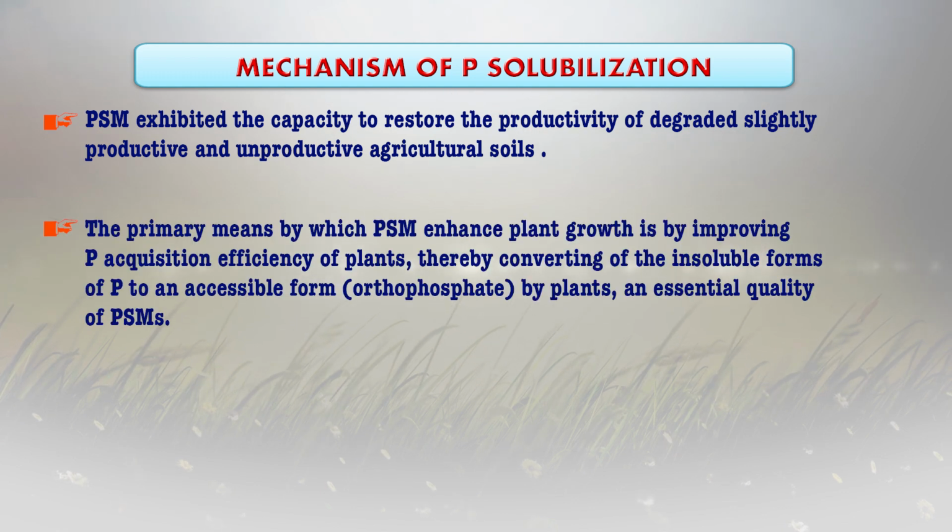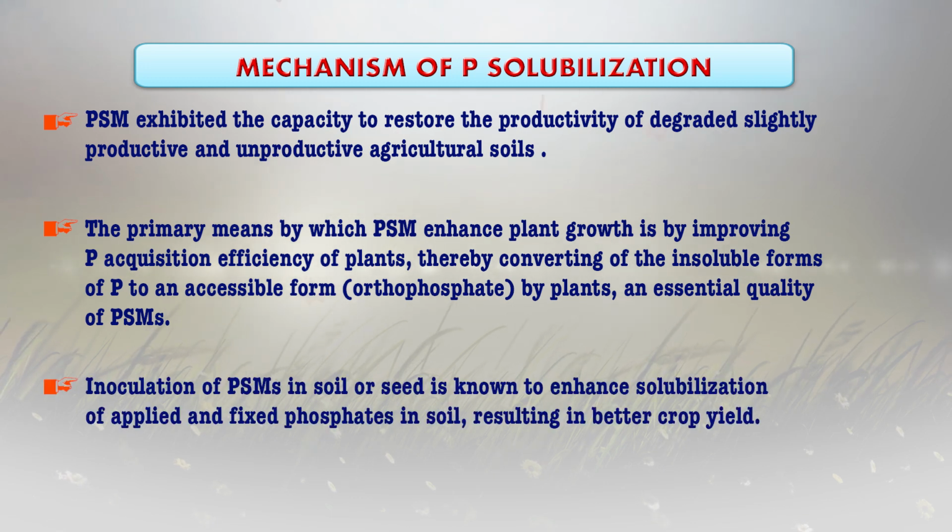So the primary means by which PSM enhance plant growth is by improving the phosphorus acquisition efficiency of plants, thereby converting the insoluble form of phosphorus to accessible forms. Normally the form accessible to plants is orthophosphate. Inoculation of PSM in soil or seed is also one of the best methods known to enhance the solubilization of the applied or otherwise fixed phosphate in soil.